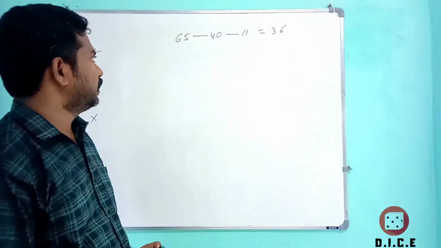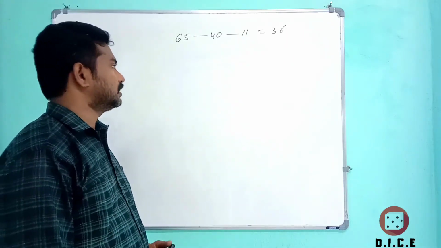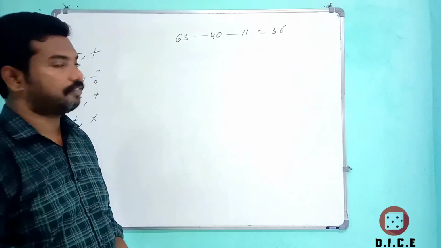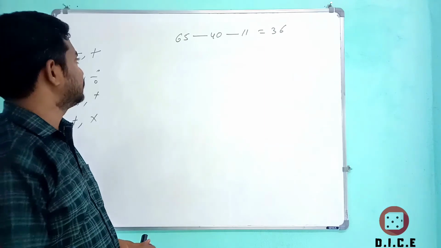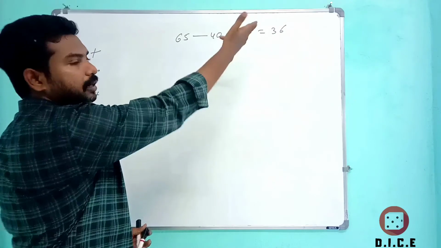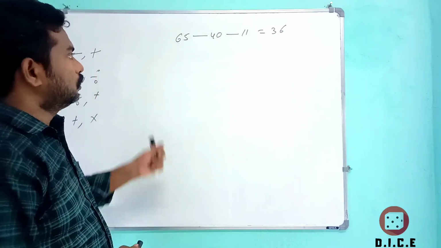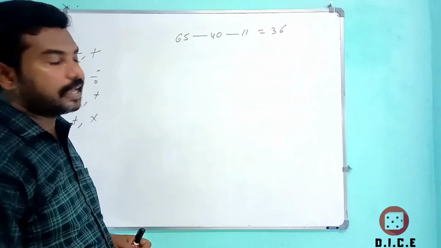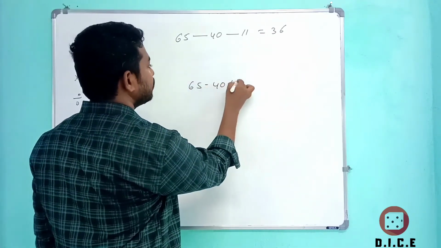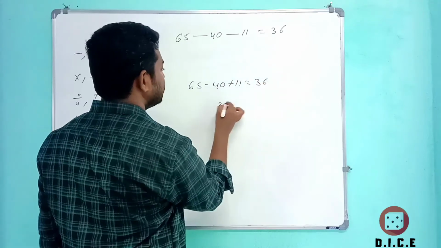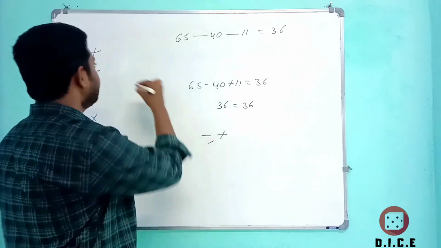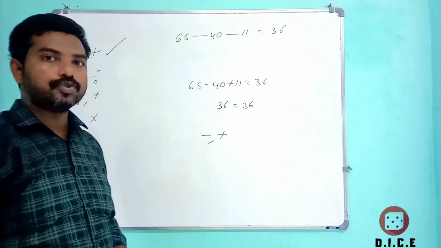So if you see the next question here, 65 dash 40 dash 11 is equal to 36. To make it 36, what symbols are to be inserted? Without solving the question, we can say directly that 65 minus 40 will be 25, plus 11, that is nothing but 36. Without going through the options, I can say directly that it is a case of minus and plus. 65 minus 40 plus 11 is equal to 36. Therefore, the inserted symbols are minus and plus. That is clearly option A. So option A is your right answer.